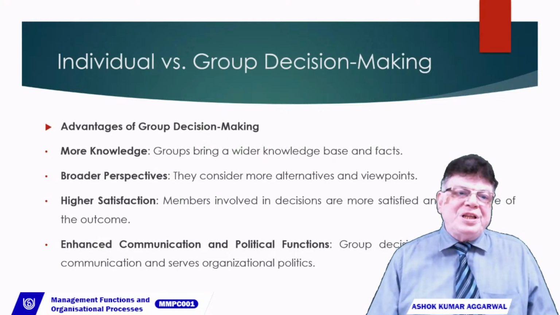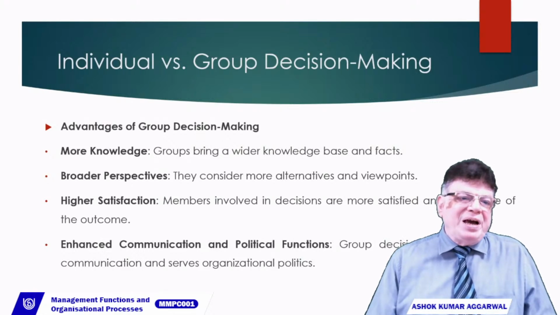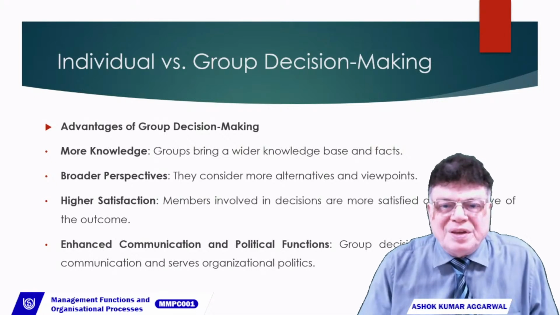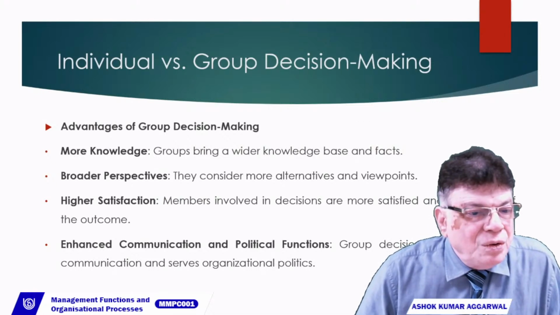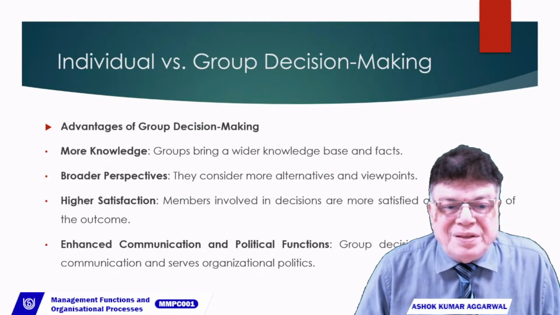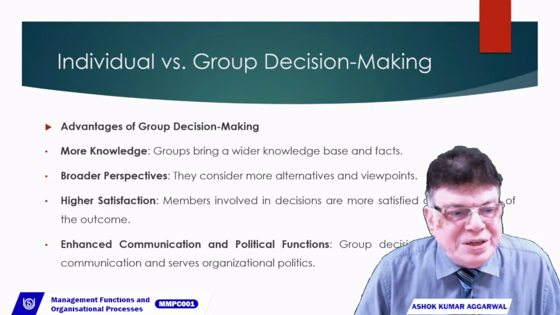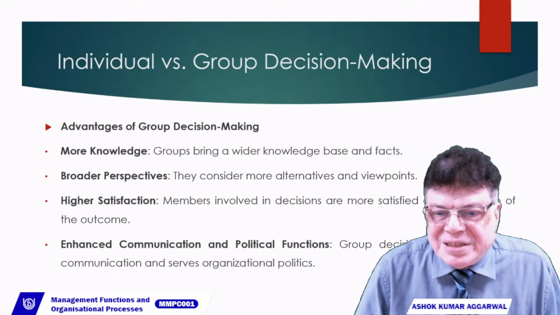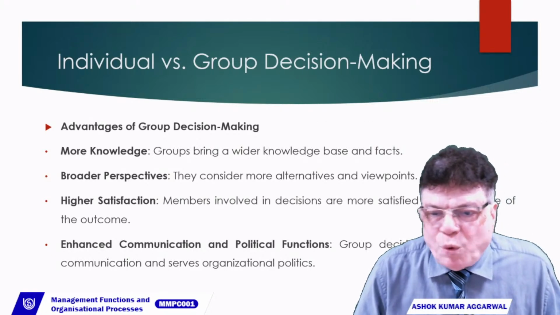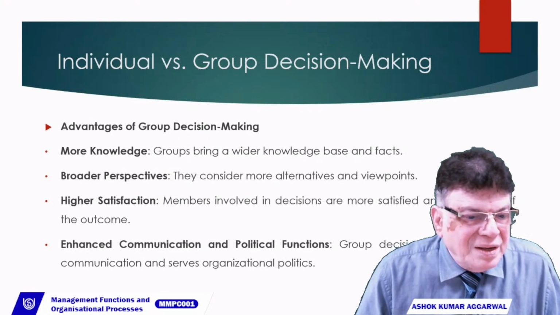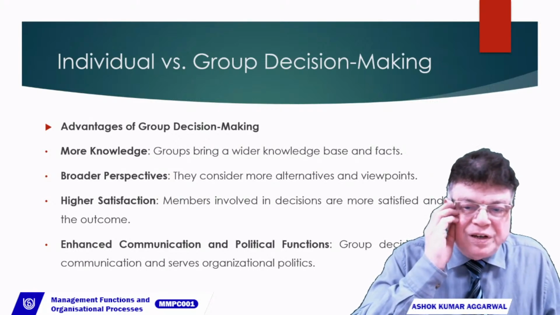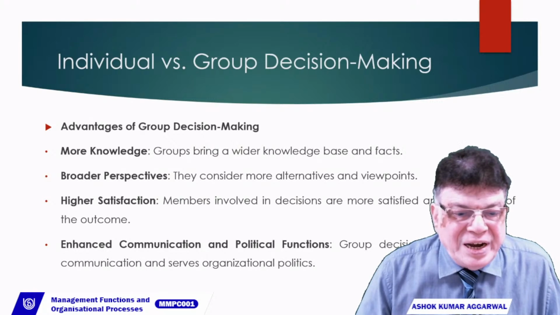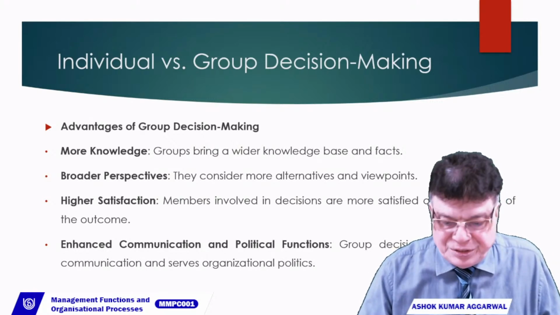Individual versus group decision making. Advantages of group decision making are more knowledge. Groups bring a wider knowledge base and facts, broader perspectives. They consider more alternatives and viewpoints. Higher satisfaction. Members involved in decisions are more satisfied and supportive of the outcome. Enhanced communication and political functions. Group decision making improves communication and serves organizational politics.